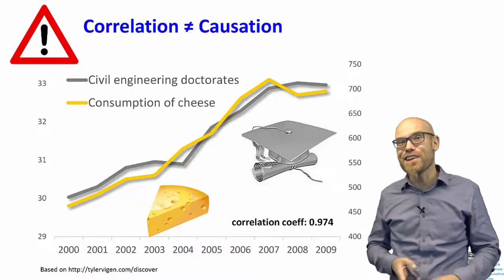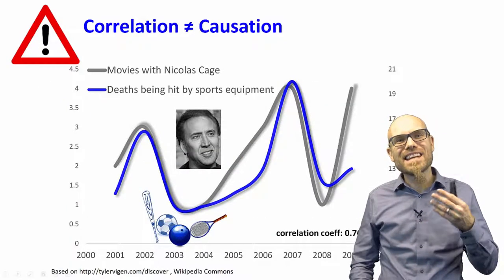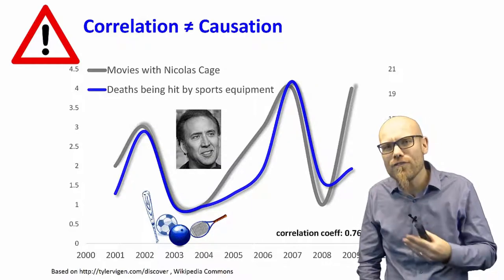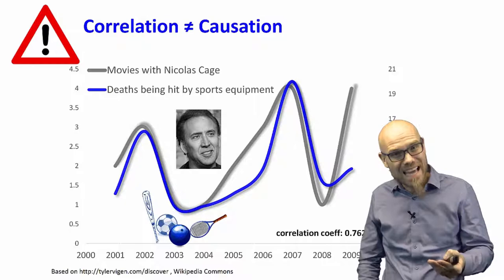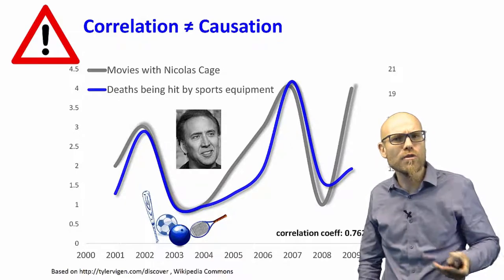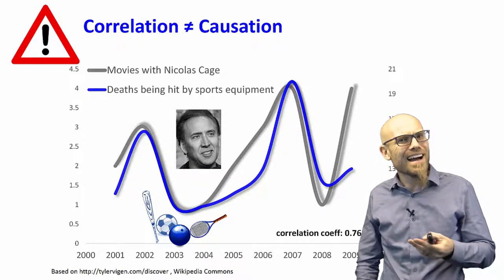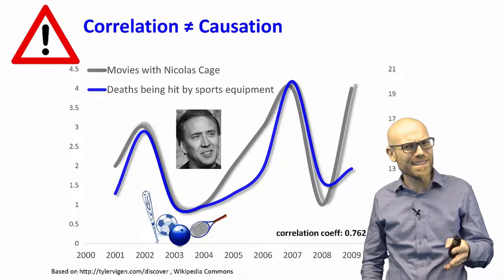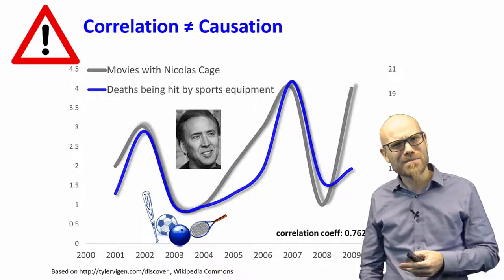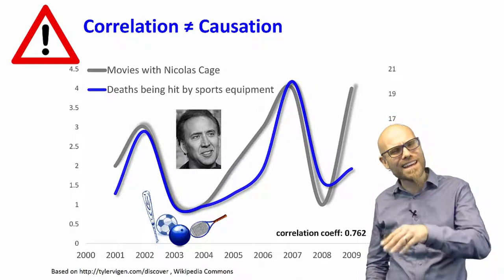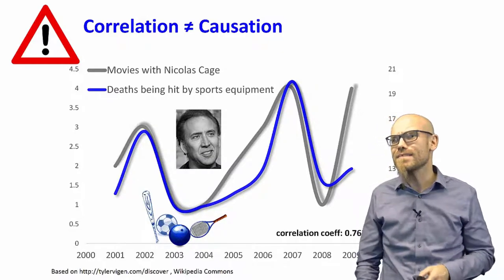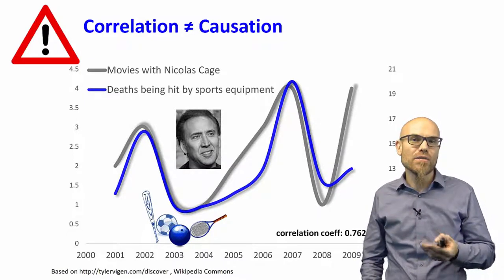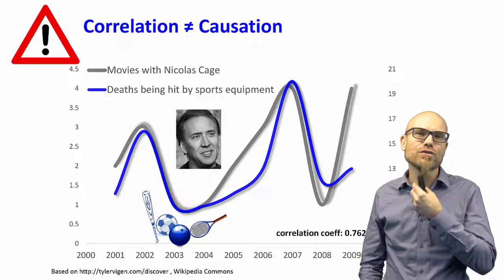Here, for example, I found a very nice example that the number of movies that the actor Nicolas Cage participated in almost perfectly correlates with deaths by people being hit by sports equipment. Yeah, well, somebody tell this guy to stop making movies. I mean, that's not a question of taste anymore. That's a public health issue, right? But again, that's a correlation causation issue, right? And where does that actually come from? Well, it comes from here, and I want to walk you through that in a little more detail.